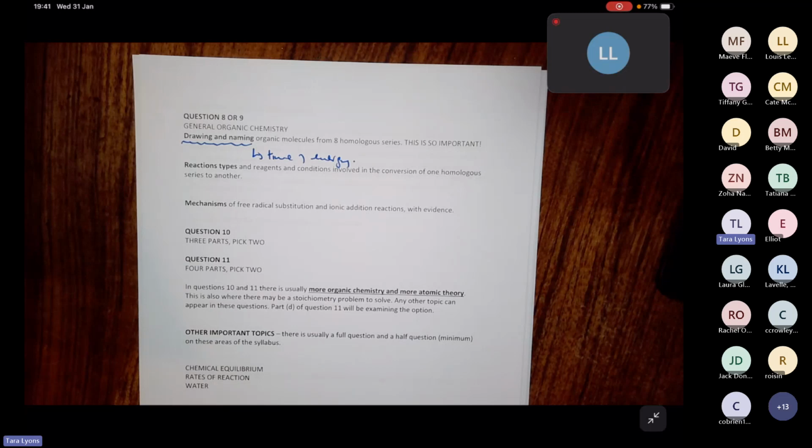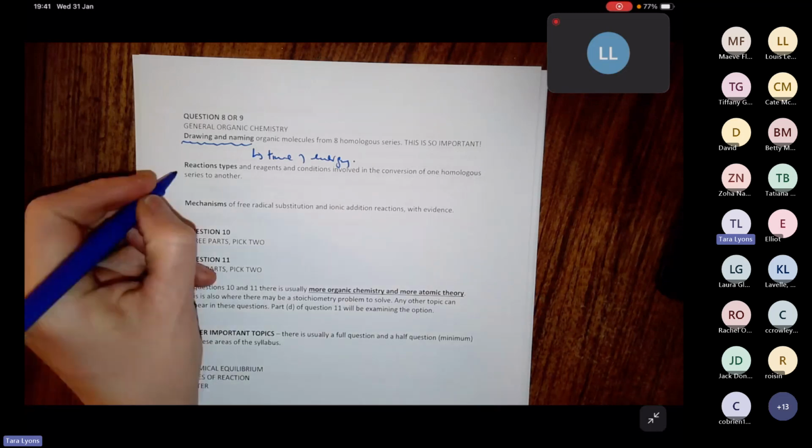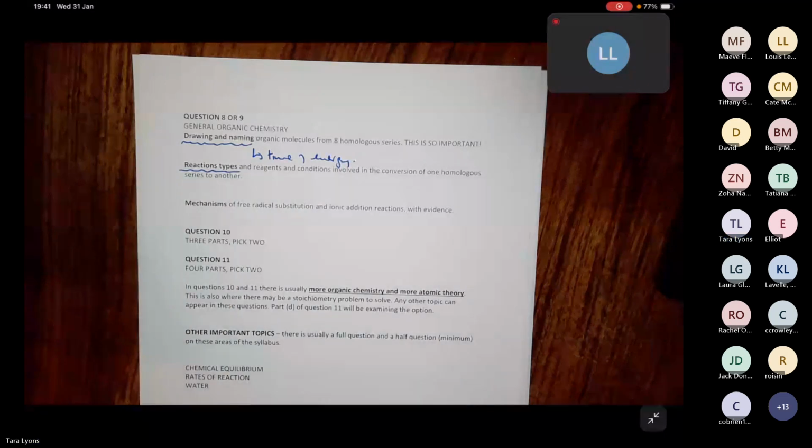Now, the drawing and naming molecules will allow you to lead on to all the different reaction types. And there are lots of reaction types. We've got things like combustion reactions, free radical substitution reactions, ionic addition reactions, elimination reactions. We have oxidation reactions, reduction reactions. We have condensation reactions. We have polymerization reactions. So there's lots of different reaction types. And again, you're not doing these reaction types in one night, in one class. They will have been spread out over weeks.